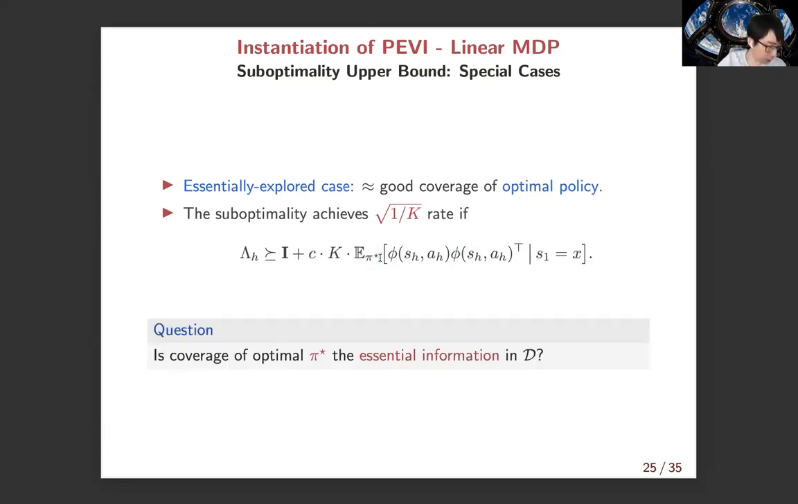What I'm not able to cover here is that this upper bound is also information theoretically optimal, in the sense that we cannot do better. So in other words, this upper bound contains all those essential information about the optimum policy in D. In a sense, we adapt to the essential information and get rid of the spurious correlation.